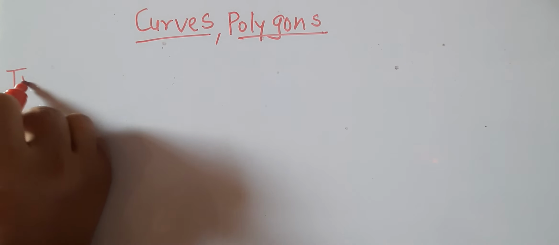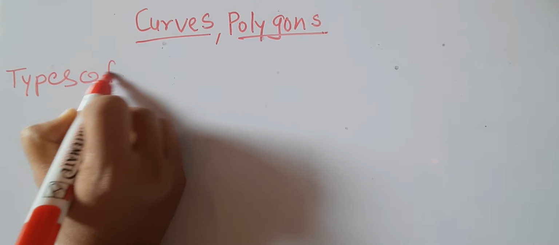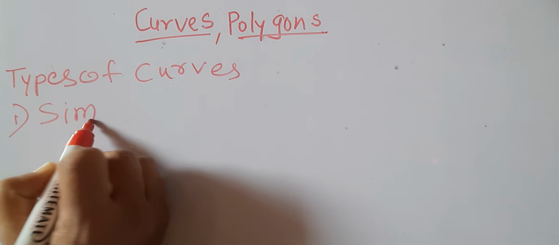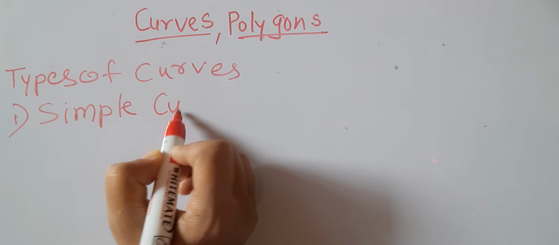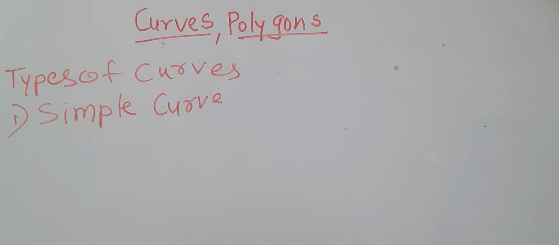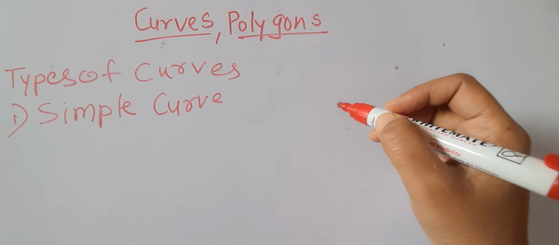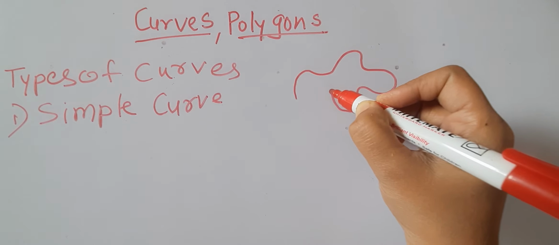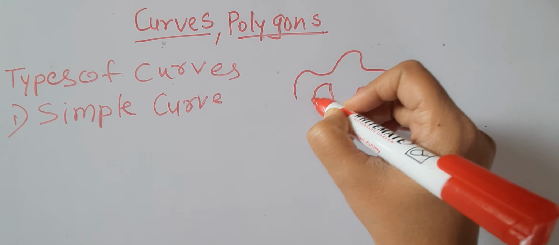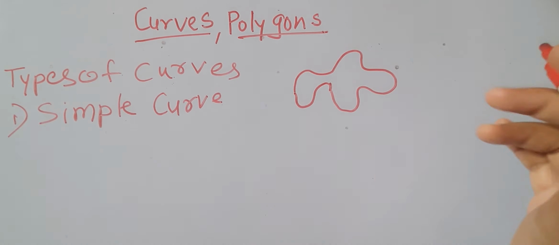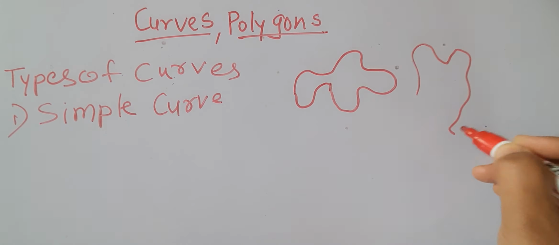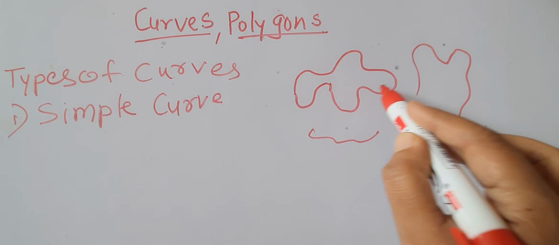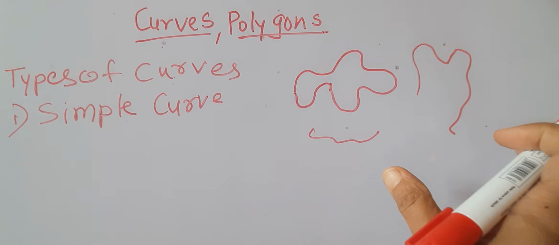The first type is simple curve. What is a simple curve? If a curve does not cross itself, like when I'm drawing a curve and it's not crossing anywhere, then it is called a simple curve. A curve that does not cross itself is known as a simple curve.